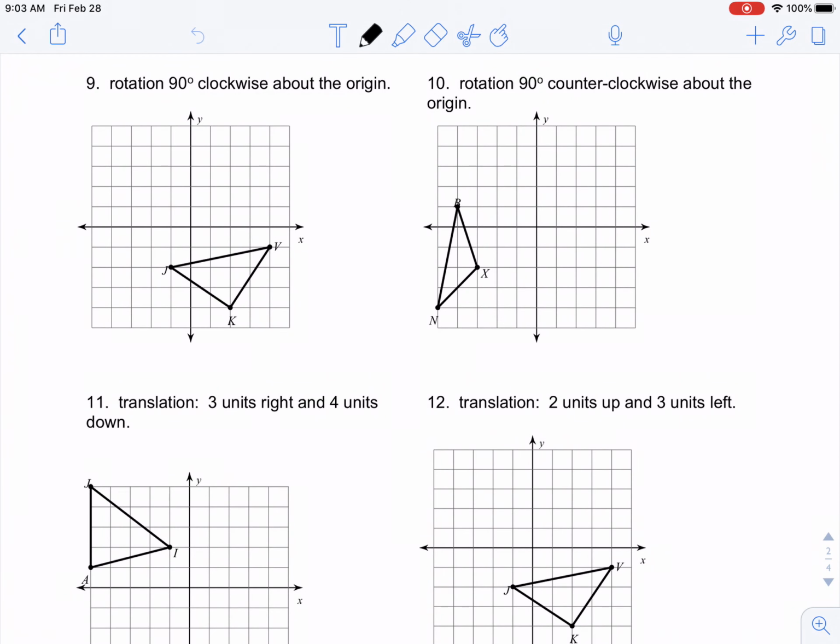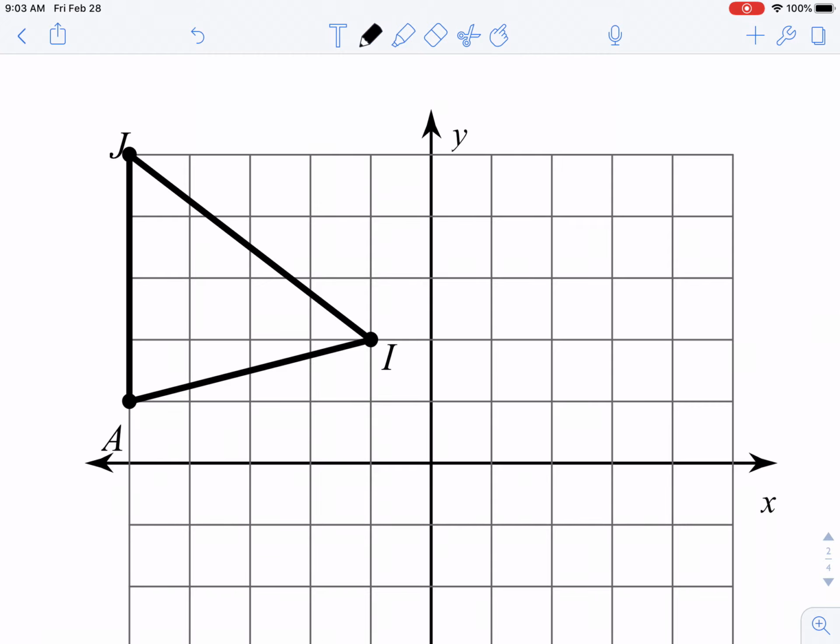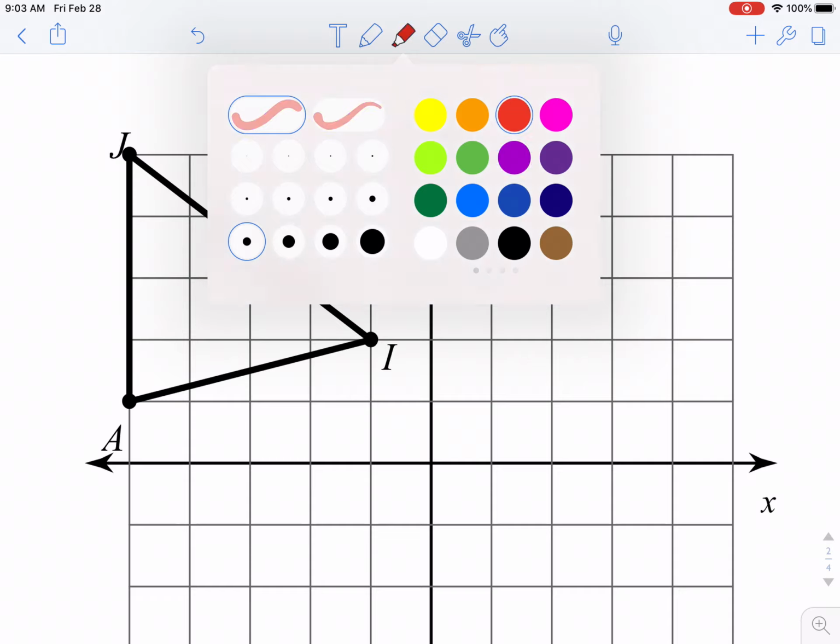The first thing we're going to take a look at is a translation. A translation is a slide of the image across the graph. And this triangle, it says triangle AJI, and so we're going to translate it 3 units to the right and 4 units down. So when you do that, you're going to take each one of these points and you're going to do exactly what it says.